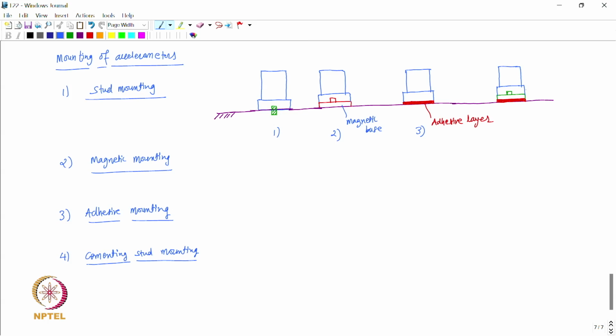So this is the cementing stud and this is the adhesive. So it becomes easy to remove the accelerometer whenever required. But again the usable frequency range using cementing stud mounting is smaller than that obtained using the adhesive mounting.